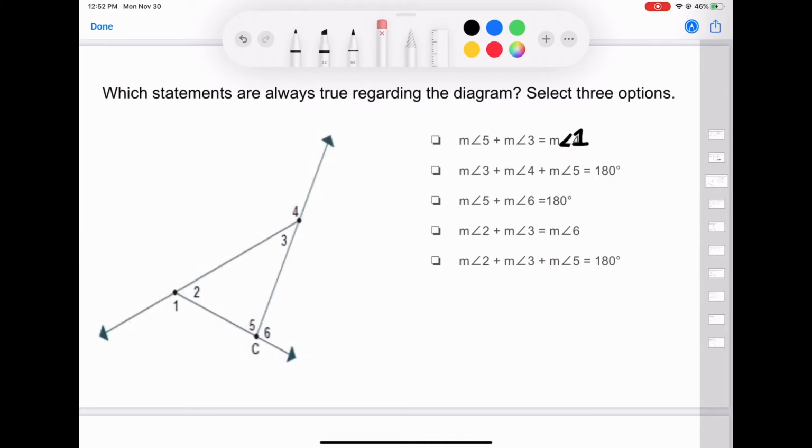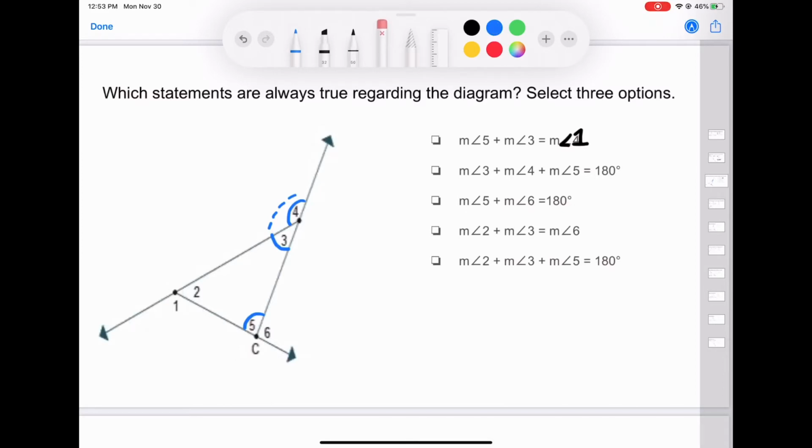Let's look at our other statements. This statement states the measure of angle 3 plus the measure of angle 4 plus the measure of angle 5 is equal to 180. Well, that's not something we can reasonably conclude from this. Actually, if we were to add the measure of angle 3 plus the measure of angle 4, we would already get 180 degrees. So by adding angle 5, we would not get 180 degrees, but rather we get something greater than 180 degrees. And so we know that that's not our answer.